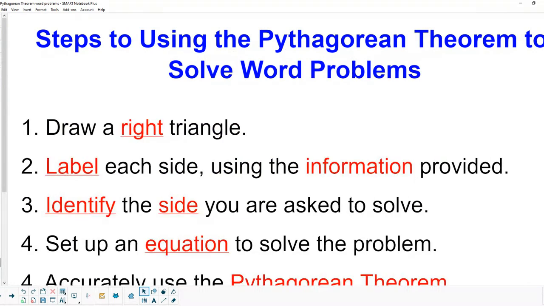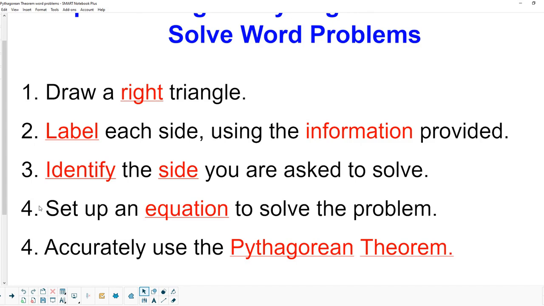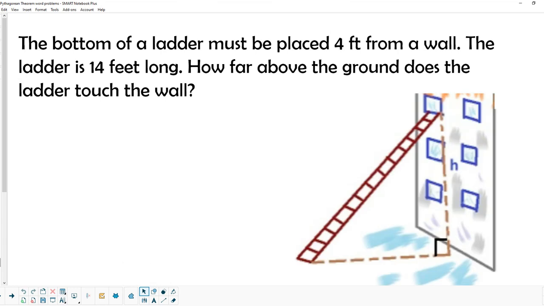First, if you don't already have a picture, draw a right triangle picture to fit the situation. Label each side using the information provided and identify the side you are asked to solve for. Then set up an equation and accurately use that Pythagorean theorem equation to find the answer you're looking for. All right, for example, we've got a picture already drawn.